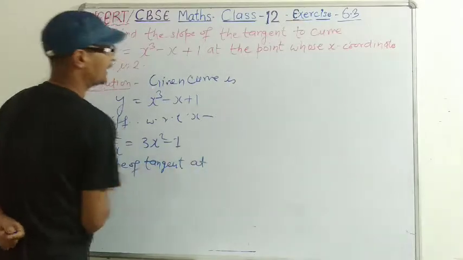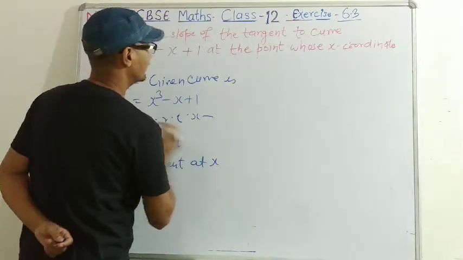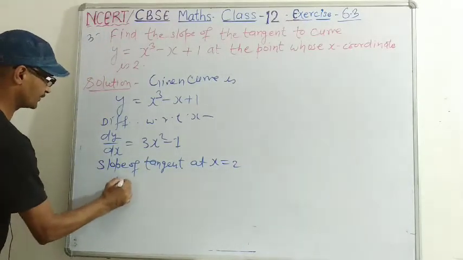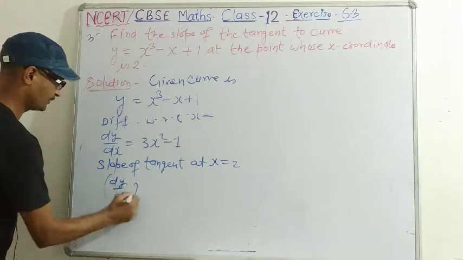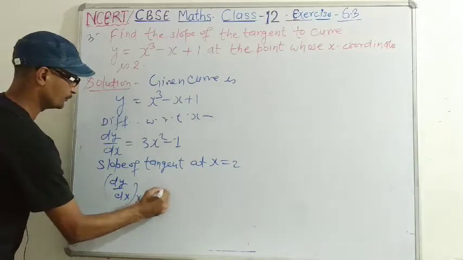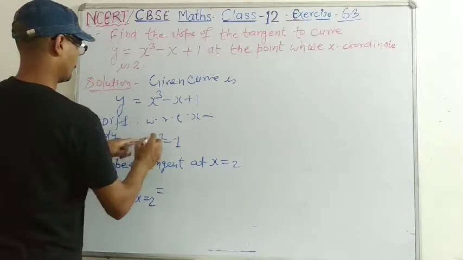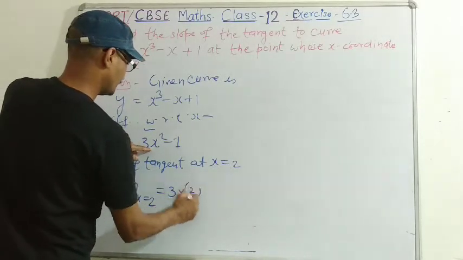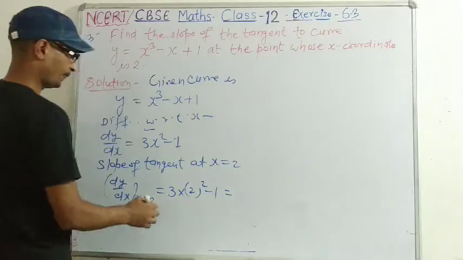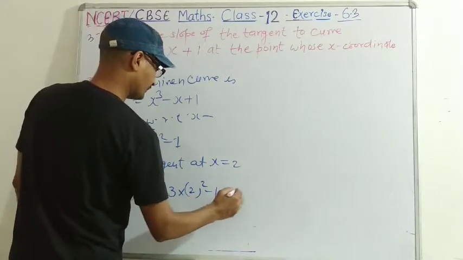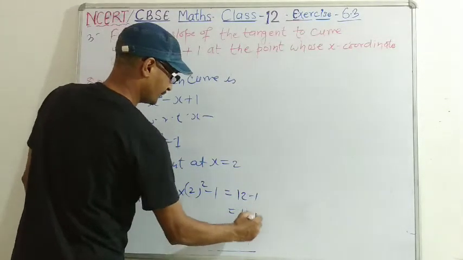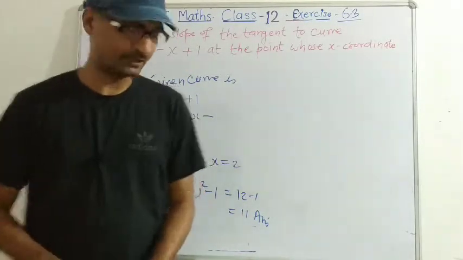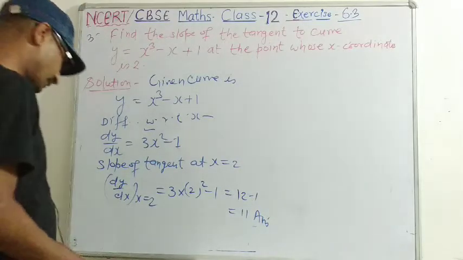tangent at x coordinate given, x is 2, that means dy by dx at x is equal to 2 equals, we put here 3, x के प्लेस में 2 स्क्वायर minus 1, 2 squared is 4, 3 times 4 is 12, minus 1 is equal to 11. It is the answer. The slope of the tangent is very easy to find out. So it is the solution of question number 3.